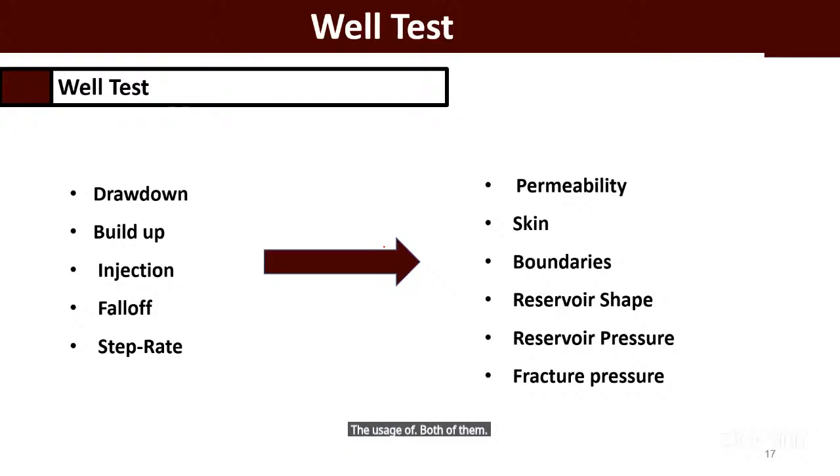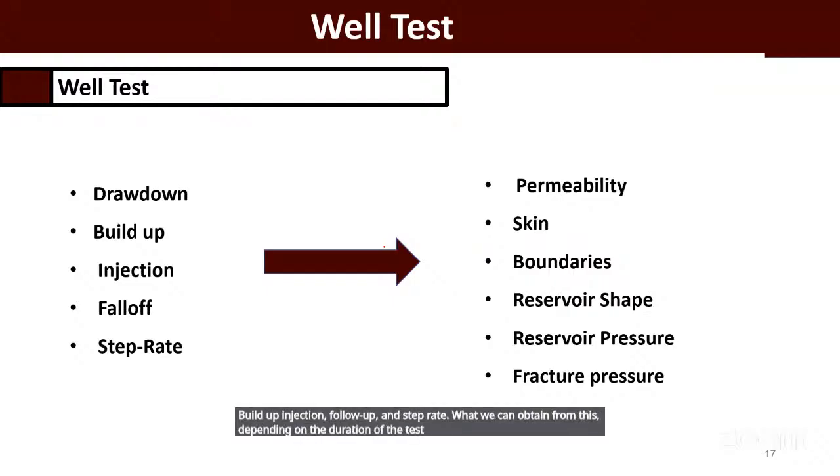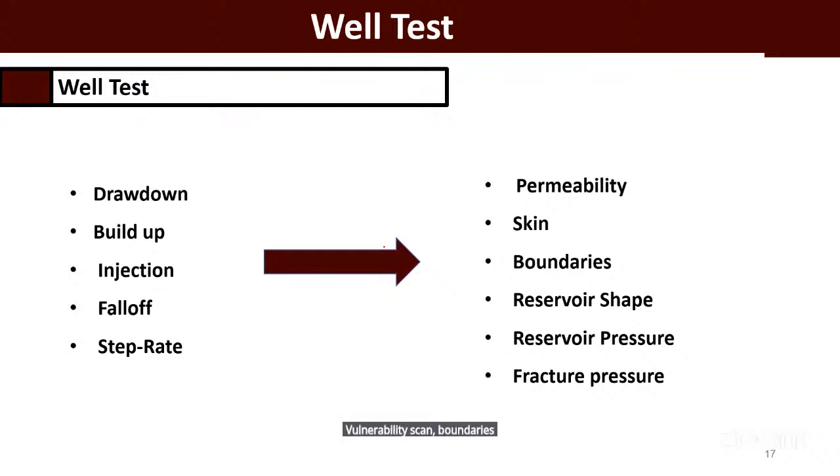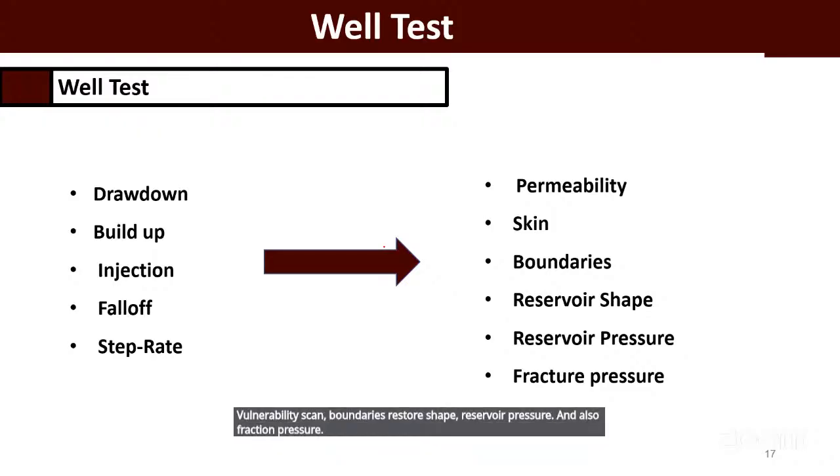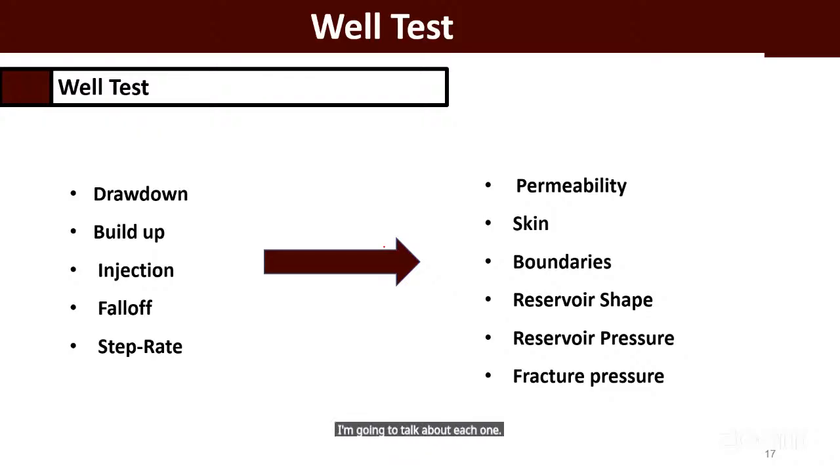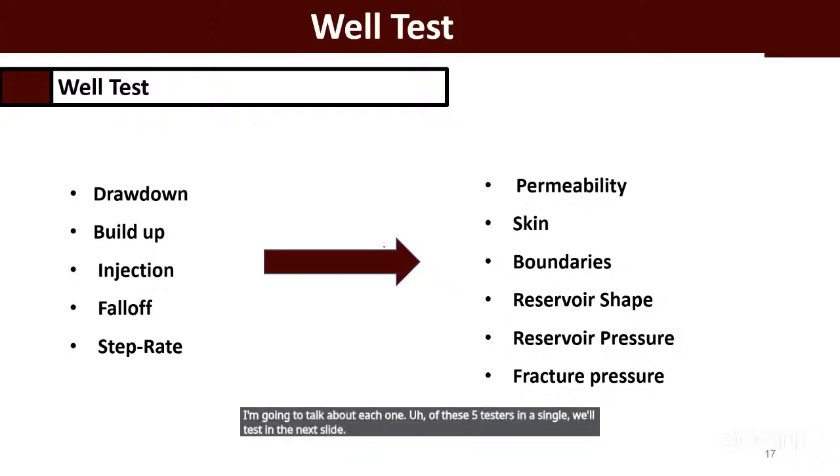So we have here the types of well test in a single well, which are drawdown, build up, injection, fall off, and step rate. Depending on the duration of the test, we can obtain permeability, skin, boundaries, reservoir shape, reservoir pressure, and also fracture pressure. I'm going to talk about each one of these five tests in the single well test in the next slide.